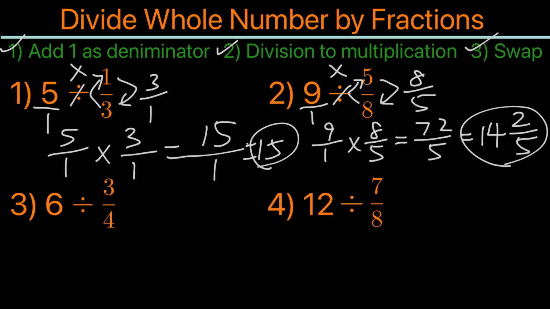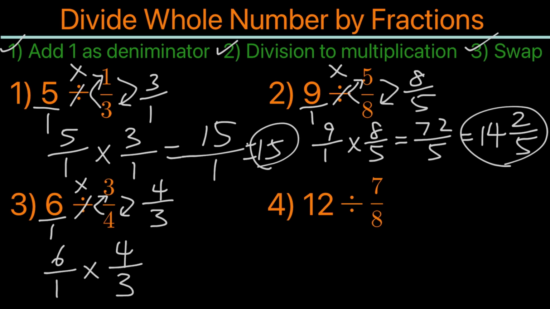Now for the third example, using the same steps: denominator of 1, change to multiplication, swapping the second fraction, rewriting. Now here we can see that 6 and 3 can both be divisible by 3, and that will be simplified. 2 as the numerator and a 1 as the denominator here. And so 2 times 4 is 8, and 1 times 1 is 1, so the answer would be 8.